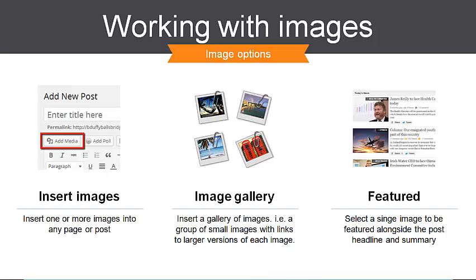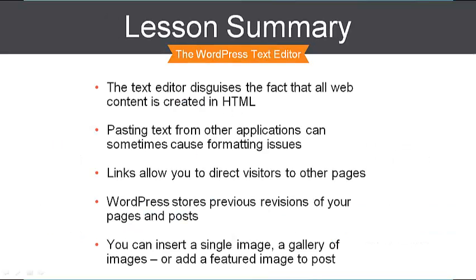To summarize, the WordPress text editor masks the fact that your website content is really encoded in HTML. The WordPress text editor has two rows of buttons, however only one row is visible by default. Copying and pasting text from external sources can sometimes cause problems because incompatible formatting data is also carried across. Links are an important part of writing content on the web. You can make any word or image a link to any other web page or file on the internet.